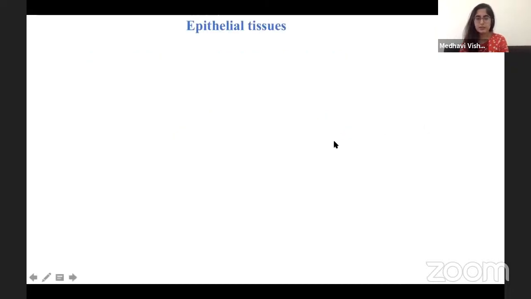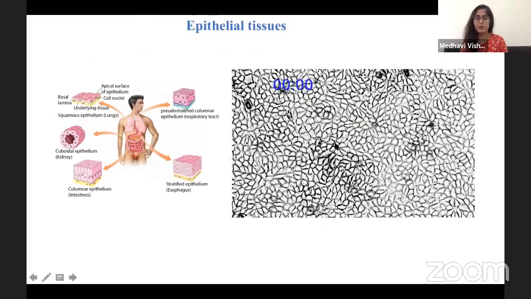Epithelial tissues, for the benefit of people who are not from biology, just very briefly, are the cells or tissues lining almost all the organs of our body. When they line our organs, they form a two-dimensional monolayer of cells. So the monolayer of cells looks like this.